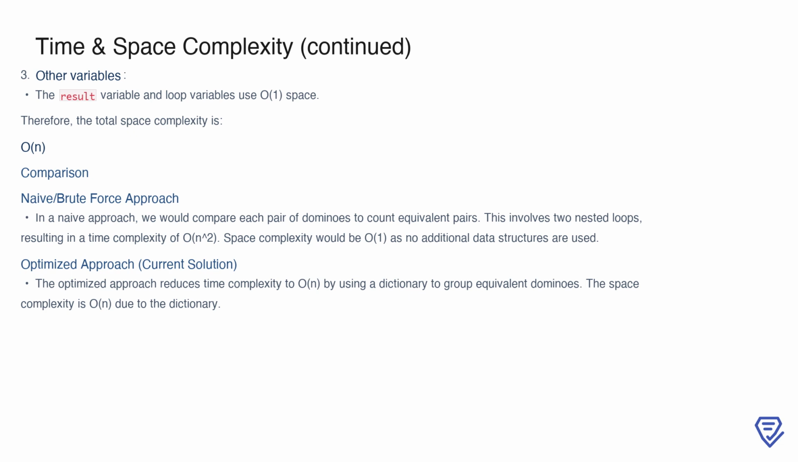This approach would have a time complexity of O(n²), as each domino is compared with every other domino. In contrast, its space complexity would be O(1), since no additional data structures are used. The optimized solution improves upon this by grouping equivalent dominoes using a dictionary. This reduces the time complexity to O(n), while introducing an O(n) space requirement for storing the dictionary. Overall, the optimized solution is significantly faster for larger inputs, making it much more practical.